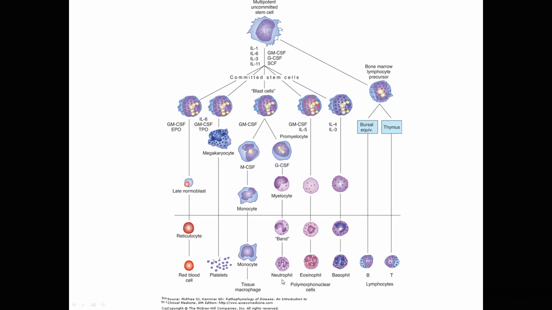The maturation of neutrophilic leukocytes is further regulated by a corresponding granulocyte colony-stimulating factor. Monocyte maturation is regulated by a monocyte colony-stimulating factor. Eosinophilic and basophilic maturations are regulated by colony-stimulating factors and interleukins.